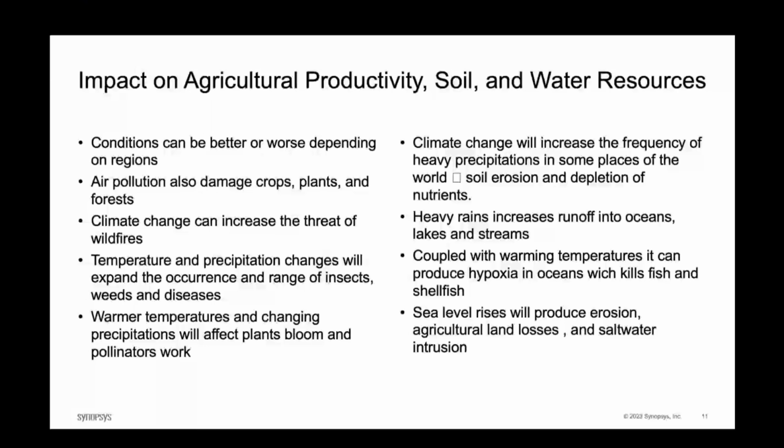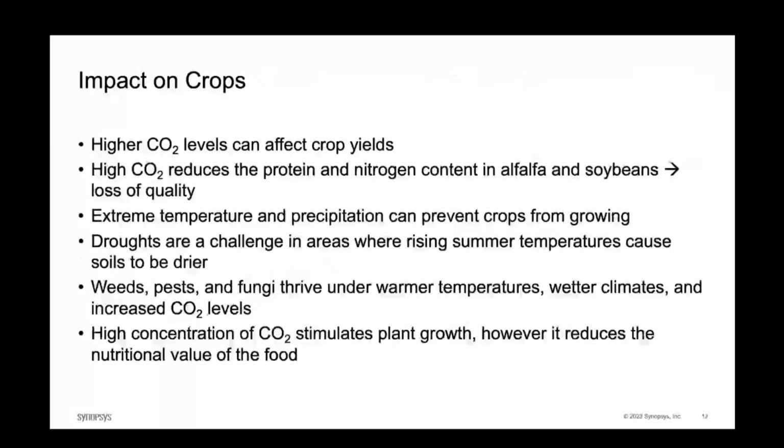Climate change will increase the frequency of heavy precipitation in some places of the world. We have soil erosion and depletion of nutrients. Heavy rains increase runoff into oceans, lakes, and streams, and coupled with warmer temperatures, we can produce eutrophication in the ocean. But we are going to talk about water later today in the next presentation. Sea level rise will also produce erosion of agricultural land and saltwater intrusion.